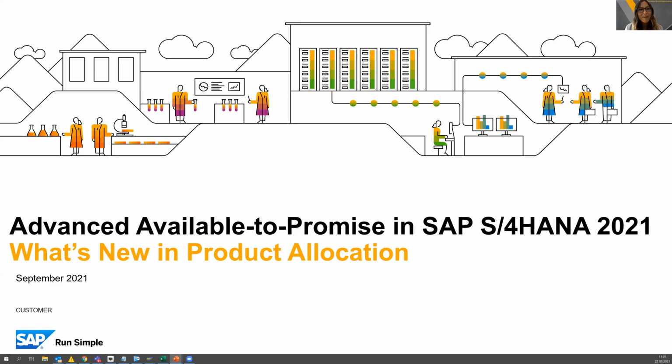And with that, I'm happy to hand over to our product owner, Wolfram Schick, who will now give us an update and share some insight about advanced available to promise in SAP S/4HANA 2021.